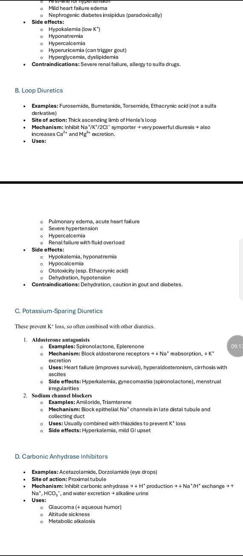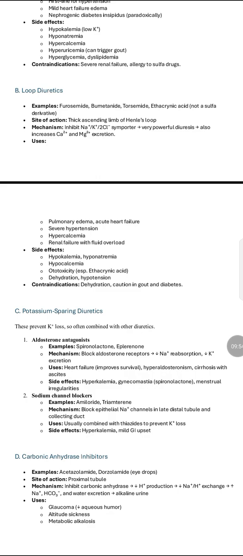What is the mechanism of action? These are going to inhibit the sodium-potassium-2-chloride pump. Okay, there's a sodium-potassium-2-chloride pump which is located in the ascending limb of the loop of Henle. So this one is going to be inhibited. When this one has been inhibited, meaning that sodium won't be reabsorbed, potassium won't be reabsorbed, chloride also won't be reabsorbed.